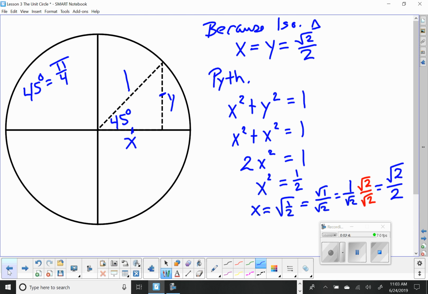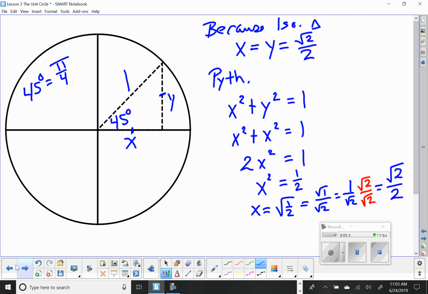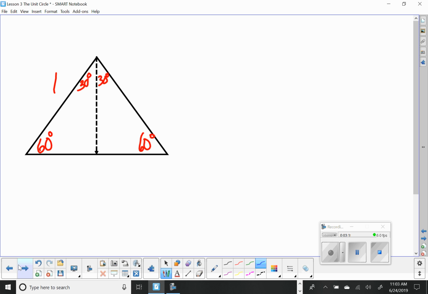That is how we got these values here and here because of this. Okay? So we took care of our 45-degree angle. Now we're going to do our 30 and our 60 together. And oh, by the way, square root of 2 over 2 over square root of 2 over 2 is just 1. So we've proven how we got those values. Now let's go on to a 30, 60, 90.